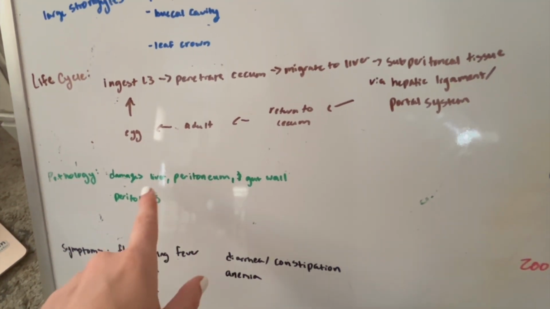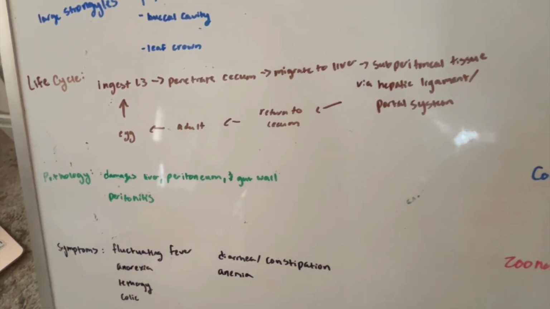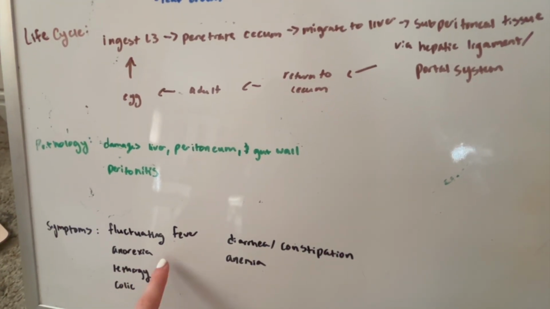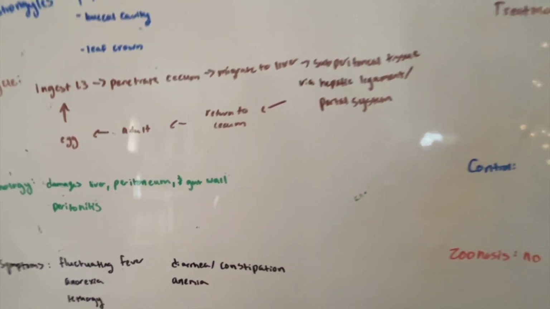So as it's migrating, it causes damage to the liver, the peritoneum, and then the gut wall, so it can cause peritonitis. It'll have fluctuating fever, anorexia, lethargy, colic, diarrhea, and constipation, and anemia.